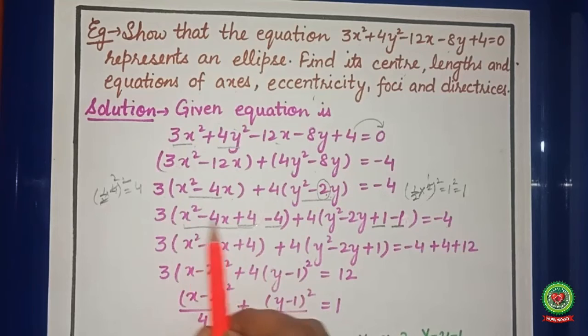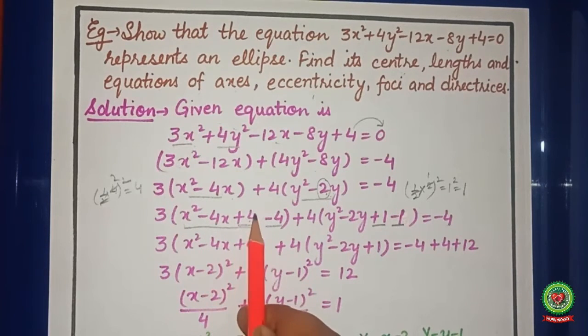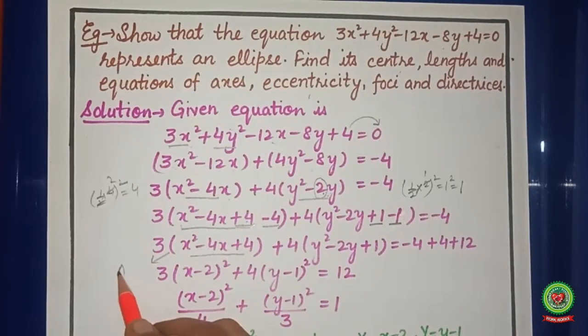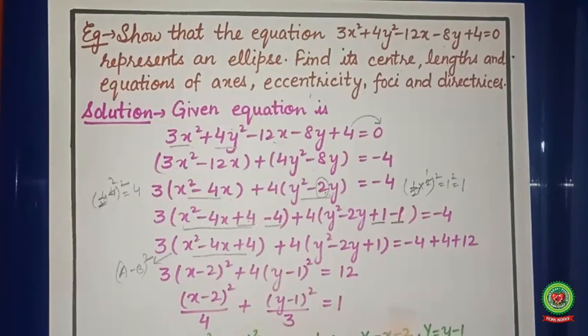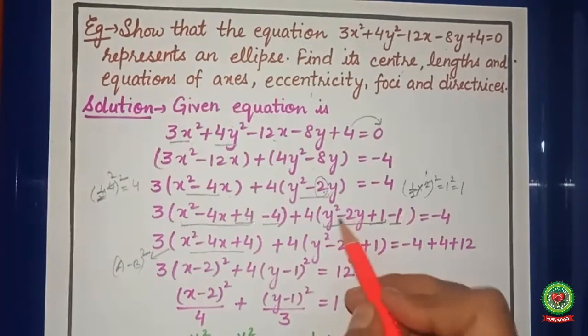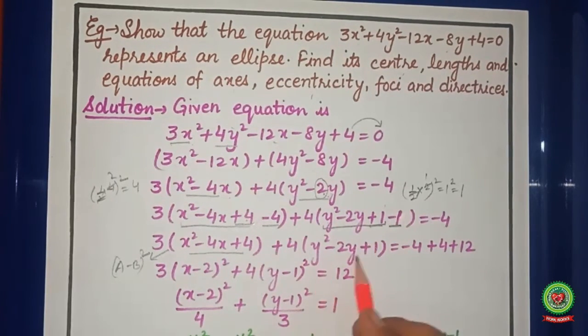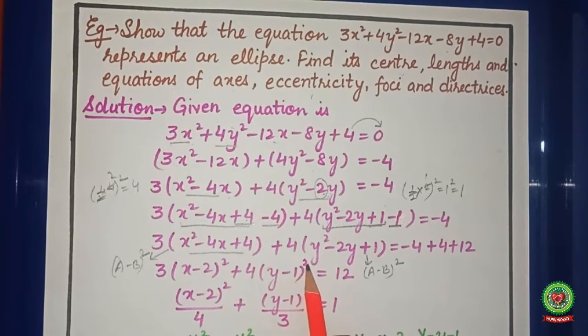Now, you can see that from the first three terms of the bracket, we are getting an identity. It is of the form a square minus 2ab plus b square. So, separate these three terms. It becomes x minus 2 whole square. That is of the form a minus b whole square. Similarly, in the second bracket, from the first three terms, we will get an identity. It is of the form y square plus 1 square minus 2 into y into 1. That is of the form again a minus b whole square. So, it can be written as 4 into y minus 1 whole square.